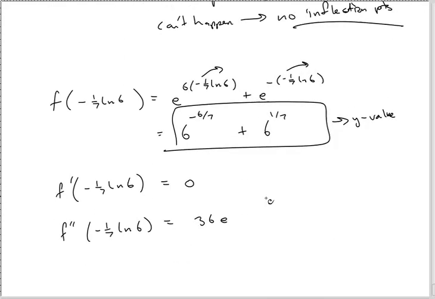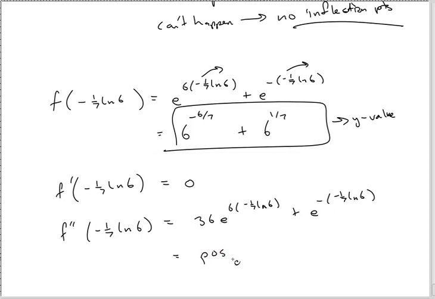So 36 e to the 6 times negative 1/7 ln of 6, plus e now to the negative of a negative 1/7 ln of 6. Okay. Wow. So when I do this whole thing in the calculator, I get a positive answer, and that's good enough for what we're doing right now.